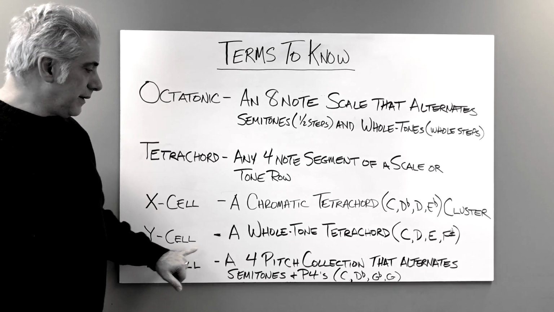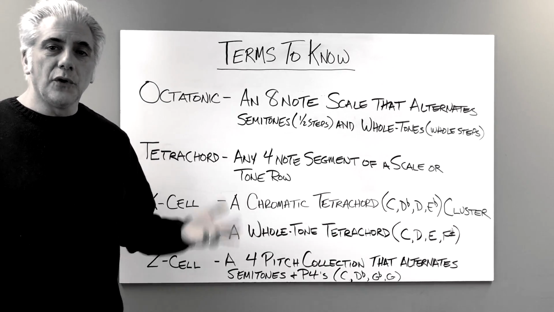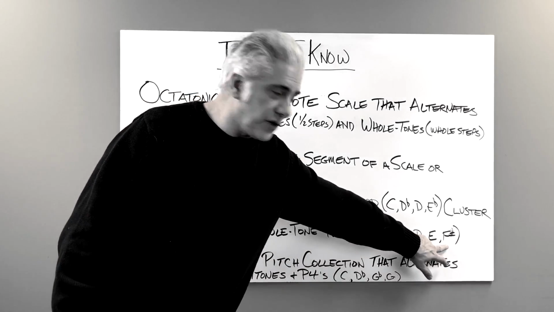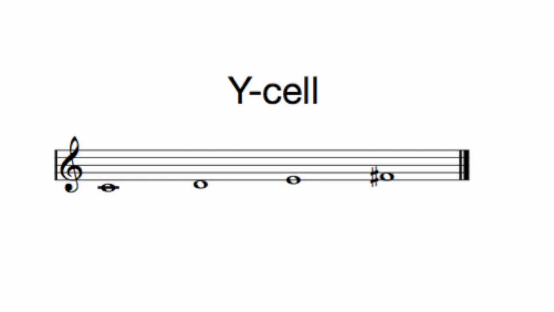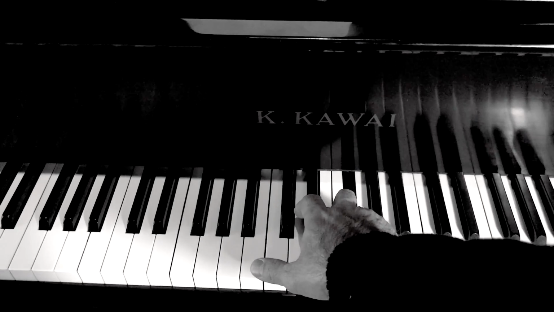A Y cell is a whole tone tetrachord. So it's the first 4 notes of a whole tone scale. There's all whole steps between them. C, D, E, F sharp. Those are all whole steps in between them. The Y cell is a series of 4 whole steps. In this case, C, D, E, F sharp.